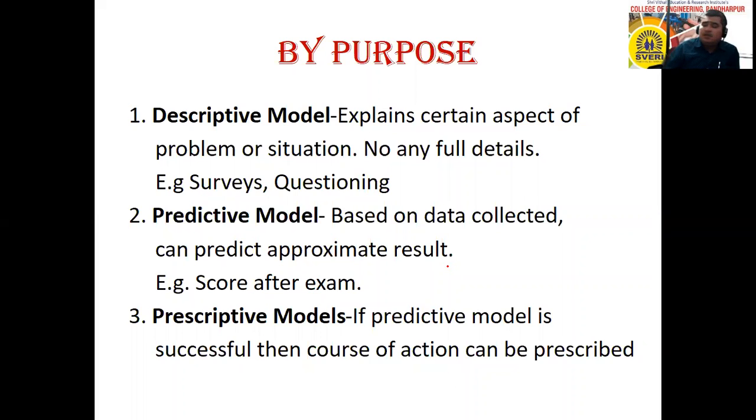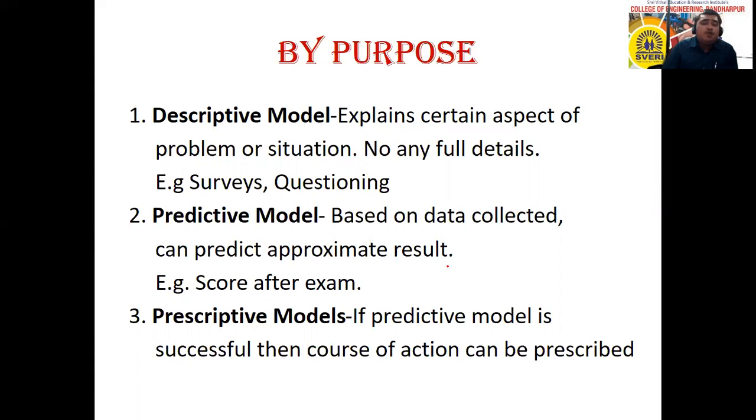Similarly, after the exam, we are calculating: I have solved this particular problem, I got this many marks, or I will get this many marks in this problem, and this is my answer. So this is the predictive model. The descriptive model is different, the predictive model is different. Then the prescriptive model.